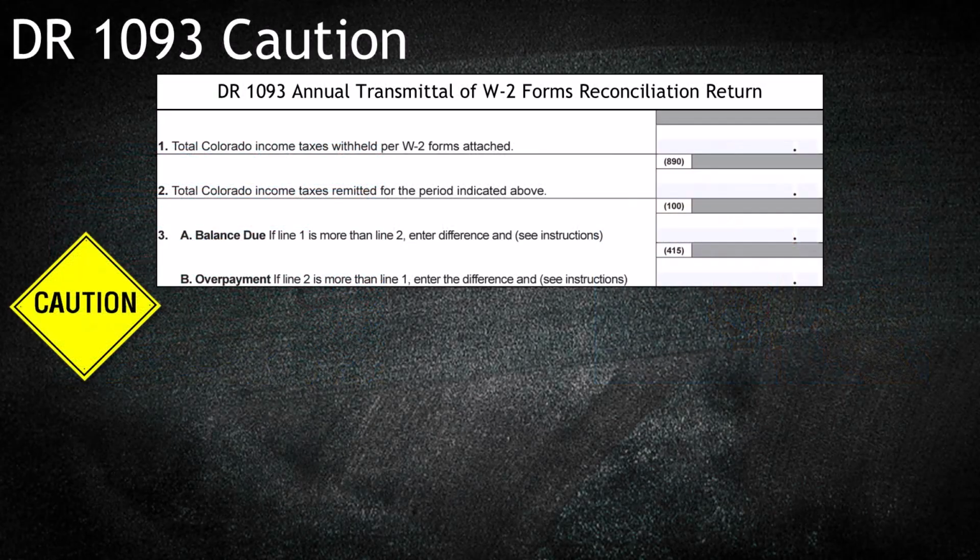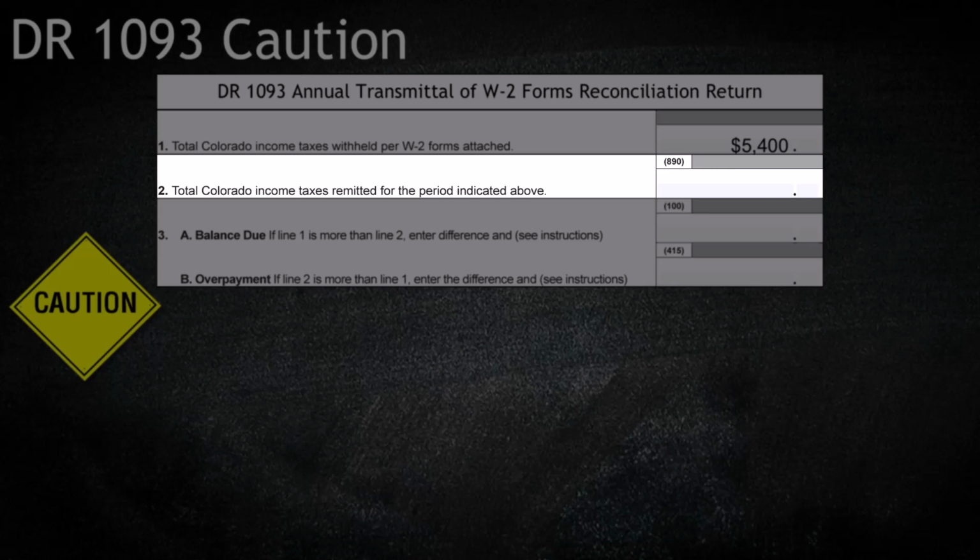Here's an important message when it comes to filling out Form DR 1093. For most filers, Form DR 1094, Colorado W-2 wage withholding tax return, and Form DR 1093 have the same filing period end date of December 31st, and this is often a source of confusion. While most employers enter the total of all W-2s for the calendar year on line 1 of the DR 1093 correctly, it's quite common that the fourth quarter DR 1094 return payment is excluded from line 2.